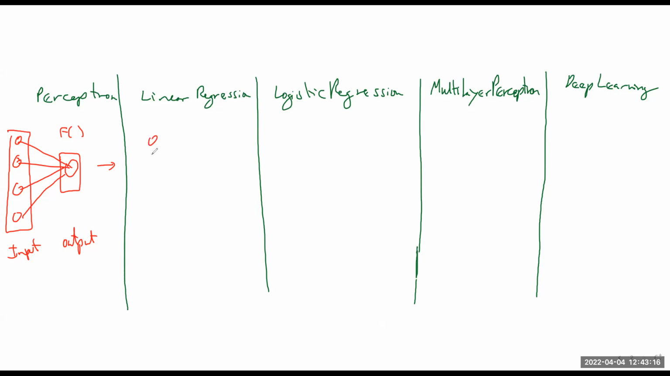Linear regression, on the other hand, is also the inputs to an output, but there is no activation function. What that means is, whereas the perceptron produces 0 or 1, this will produce minus infinity to infinity, but it just looks like this in diagram form.